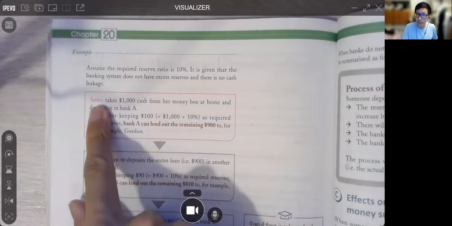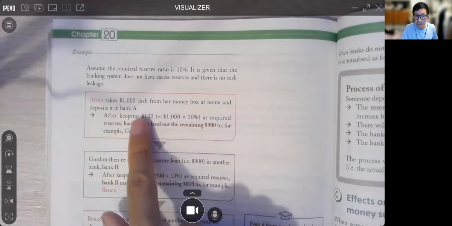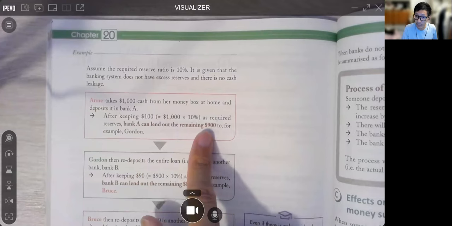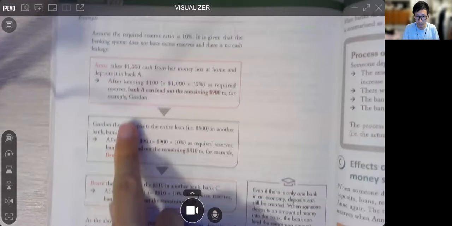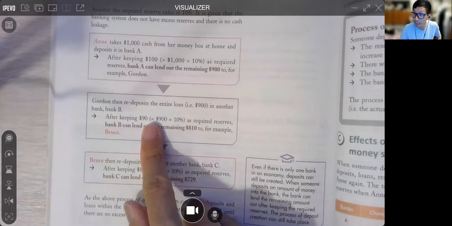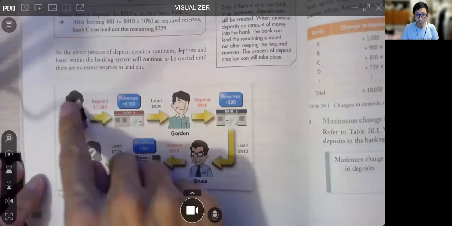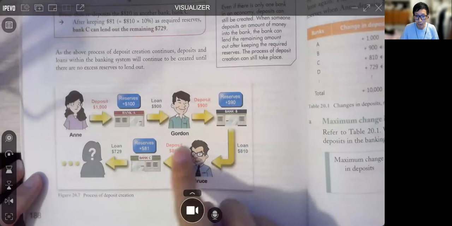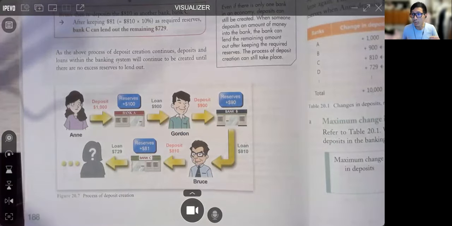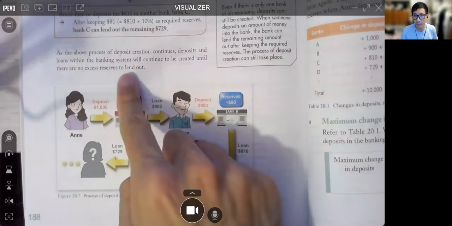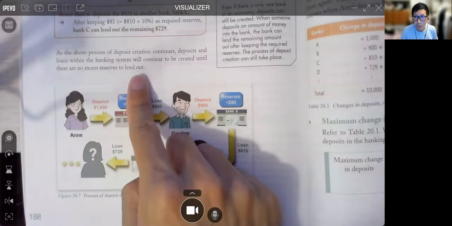So, the first person takes this money into the bank. The bank only keeps 100 and loans out the excess, 900, to Gordon. Gordon deposits it. The bank keeps 90 and loans out the rest. They keep on loaning out, and loaning out, continuously, until there is no excess reserve to loan out.